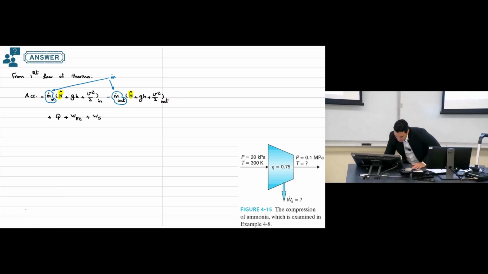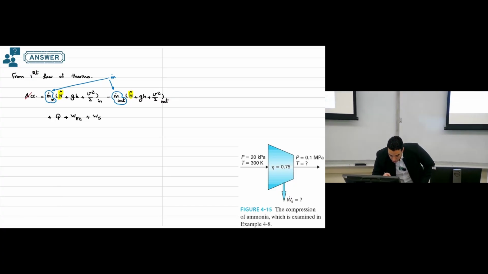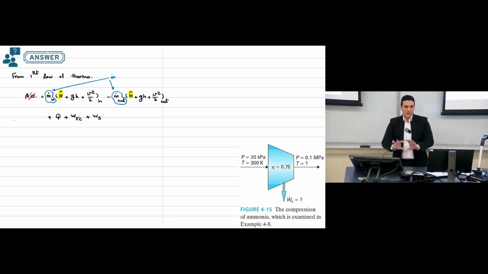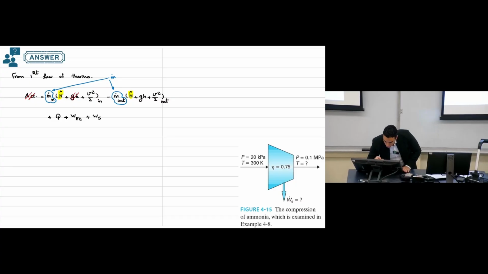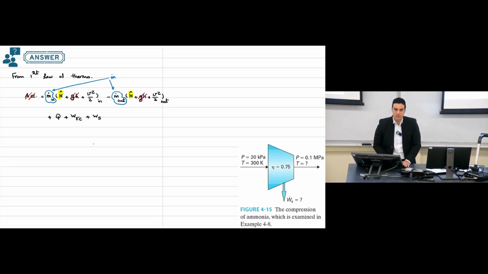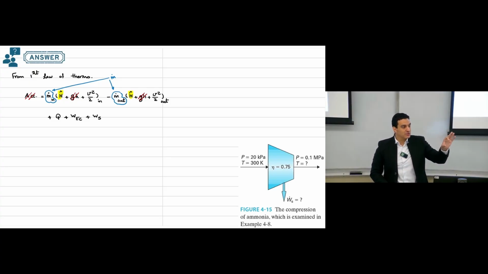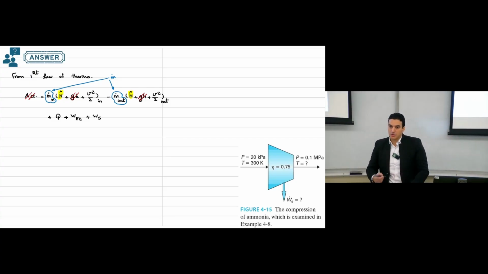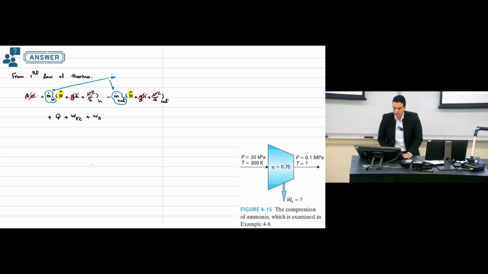For the other terms, this process is a steady state. This is given, so the accumulation will be 0. Inlet and outlet are at the same horizontal level, so this potential term will be cancelled with this potential term. The example that I mentioned, any change in the diameter of the inlet pipe or the outlet pipe, so the kinetic energy will be cancelled.